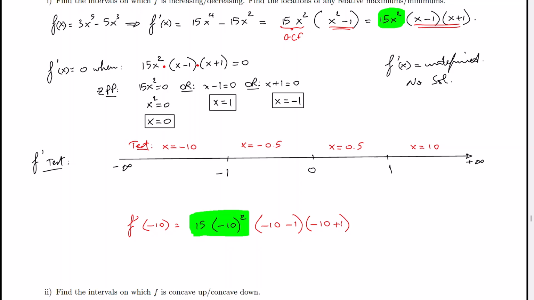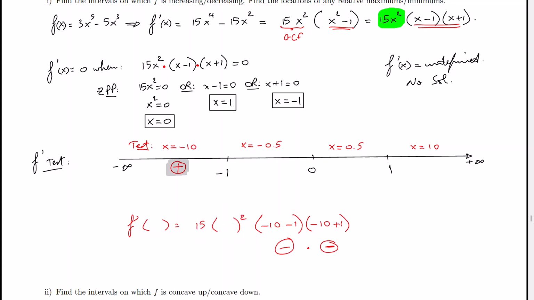So in this problem, negative 10 minus 1 will be negative, and negative 10 plus 1 will be negative again. So negative 10 minus 1 is negative 11, negative 10 plus 1 is negative 9, and the product of 2 negative things will become positive, and that's what I'm going to record for the first interval. Okay, so that's the end of the first interval.